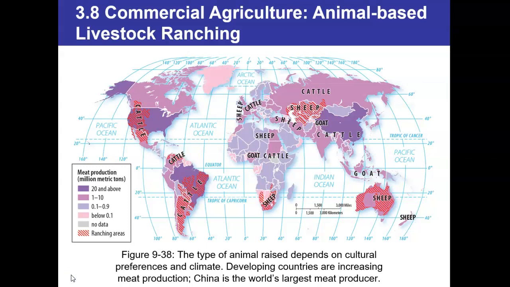The darker areas on this map indicate higher meat consumption, and the lighter it gets, the less citizens are consuming meat. When looking at the types of animals that are cultivated in livestock ranching around the world, we see that cattle is much more prominent in the Americas, but sheep is very common in parts of the Middle East, as well as Australia, New Zealand, and Western Europe.